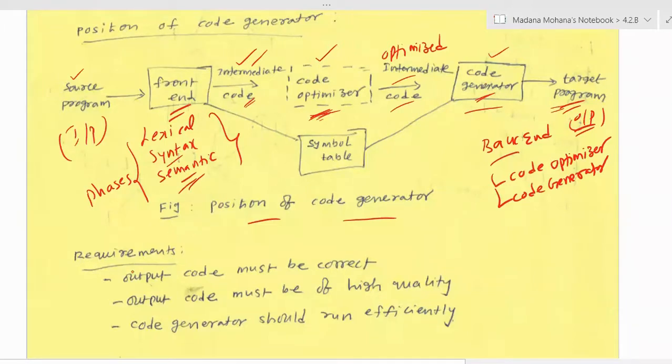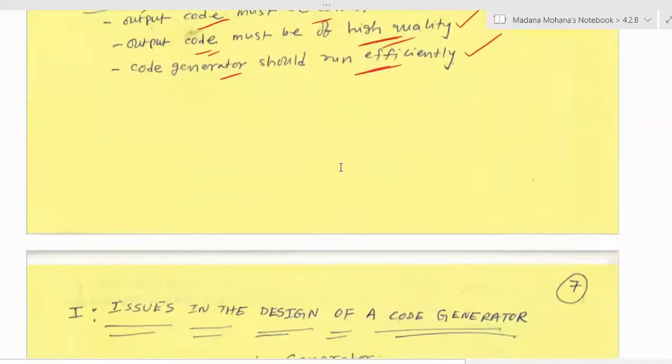Now for code generator, whatever the output we are producing, what are the requirements here? Output code must be correct. Whatever the output code we are producing, that should be correct. Then output code must be of high quality. High quality means which gives good results. The code should be in the optimized form, which gives efficient results. The code generator should run efficiently. So these are all the requirements of the target code. This is the position of code generator in the phases of compilation model.